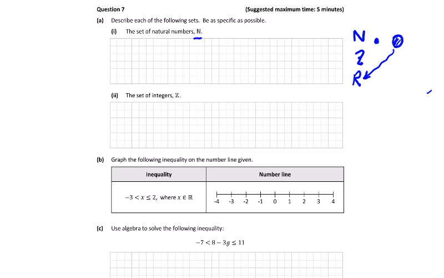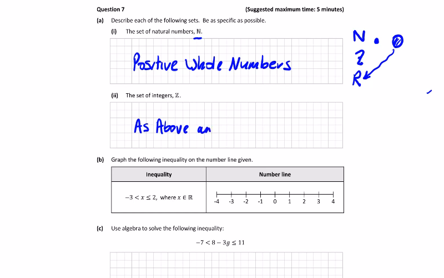We're asked to describe the set of natural numbers, N: positive whole numbers. Counting numbers would also do. If you don't know this, you need to go back and learn your number systems. Integers, Z, are as above, and negative whole numbers. So no decimals involved here. Or you could write positive and negative whole numbers.